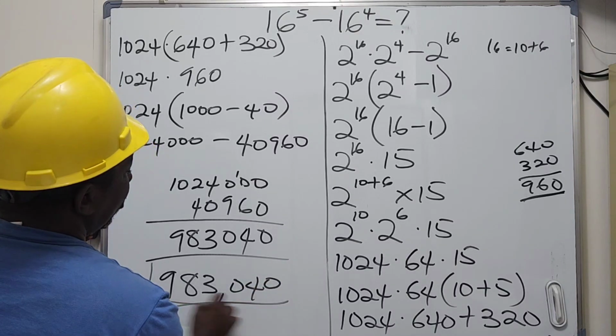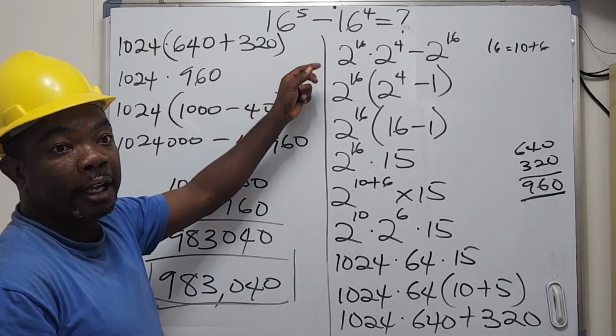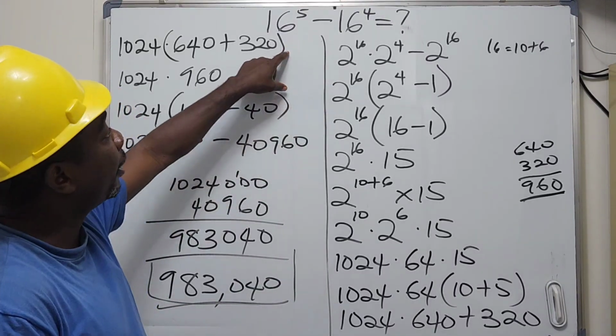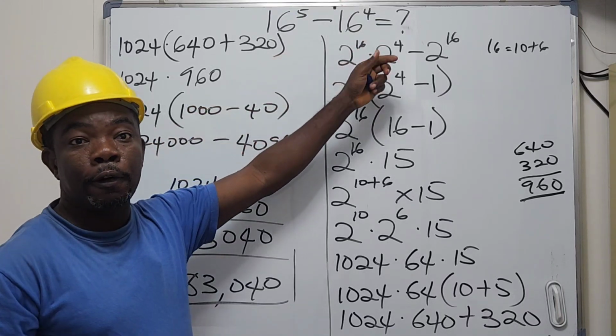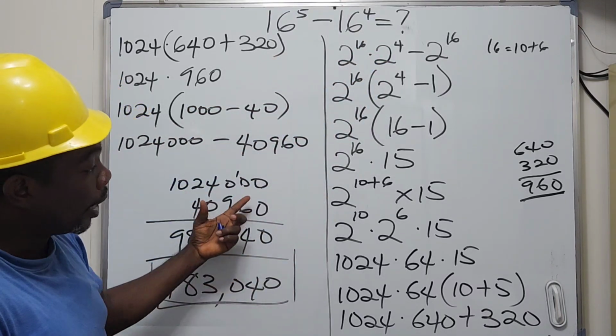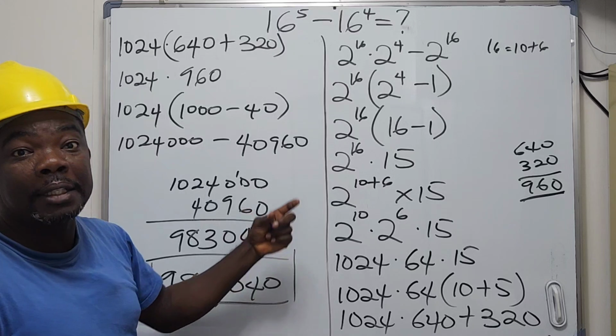983,040. So when we punch our calculator for us to verify that 16 to the power of 5 minus 16 to the power of 4 will give us this, you can see that we have a perfect answer to this question.